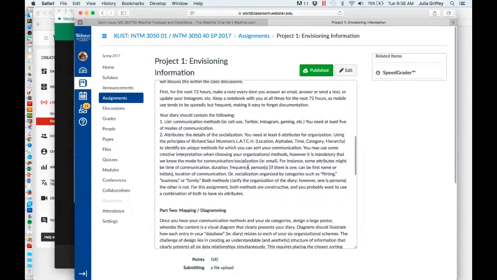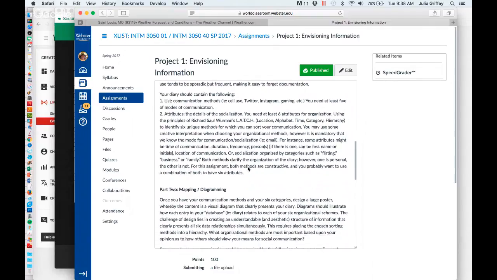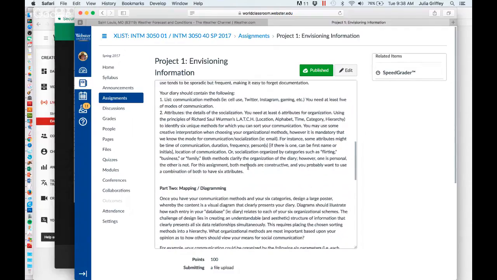First, for the next 72 hours, make a note every time you answer an email, answer or send a text, or update your Instagram, etc. Keep a notebook with you at all times for the next 72 hours, as mobile use tends to be sporadic but frequent, making it easy to forget documentation. Your diary should contain the following.